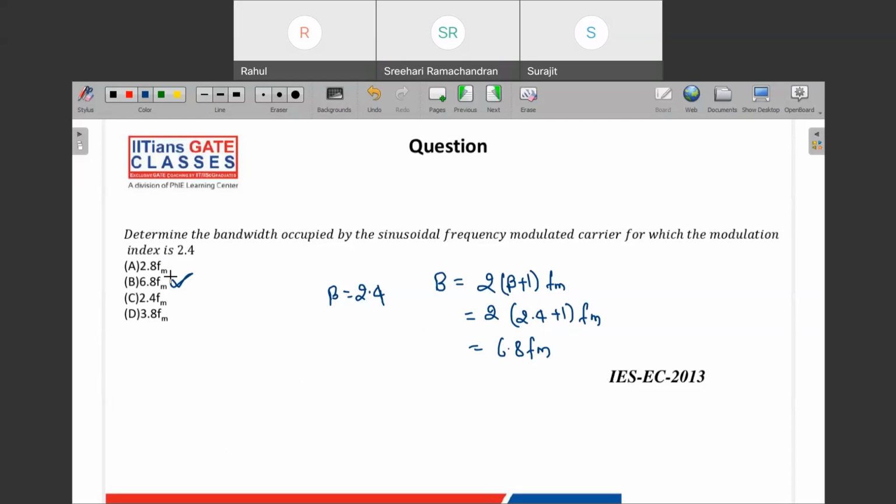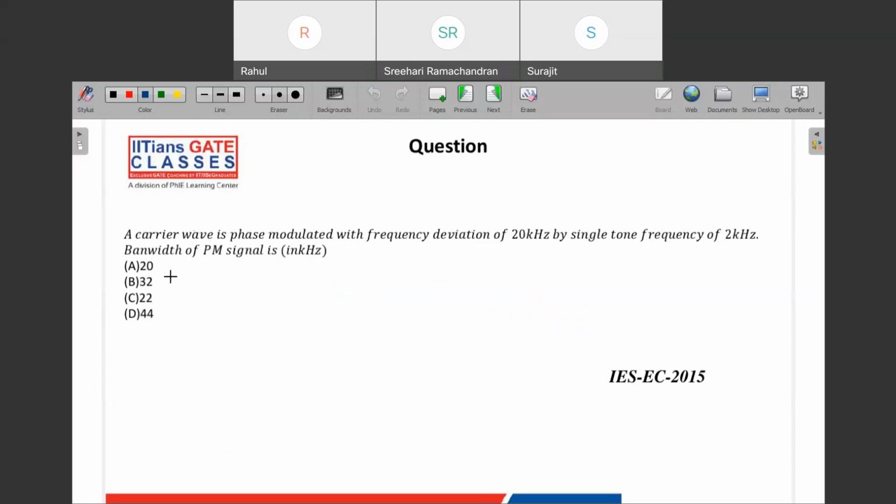Let me go to the next slide. Okay. Now this is an interesting problem. So we have a phase modulated signal. As I told, the bandwidth that we derive for the FM is applicable for the PM also. So I will use that same formula here. So we have a phase modulated signal with a frequency deviation of 20 kilohertz.